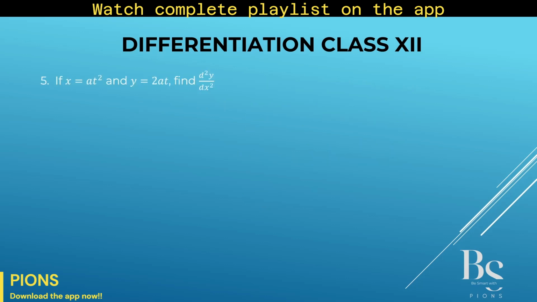The fifth question here says if x is equal to at square and y equal to 2at, find d square y by dx square. Very important question. Conceptually very important because 99% of students go wrong here. Why and where do they go wrong? Let's see. It seems very easy directly, but what is the common mistake, I will tell you at the end or maybe in between.